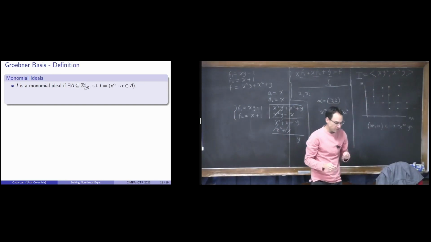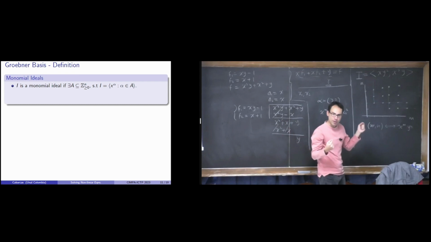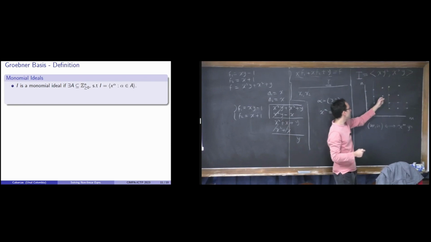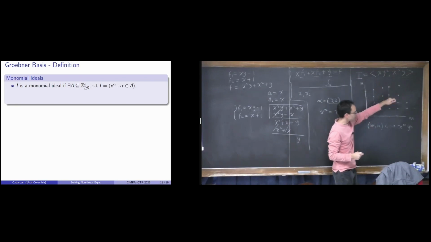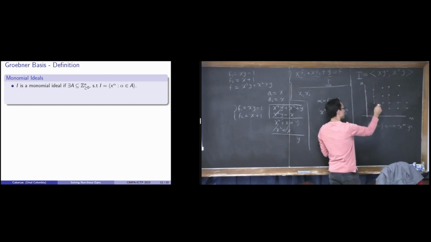So what can be proved easily is that the polynomials in that ideal are exactly the polynomials that are written in the monomials that are presented here, so to the right and above this point, to the right and above this point.